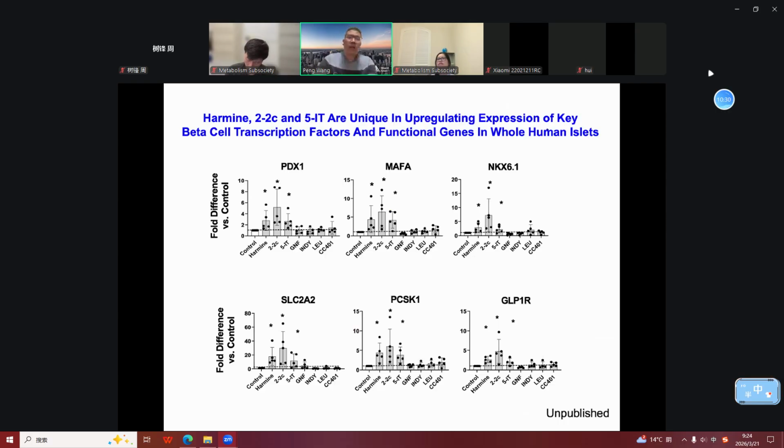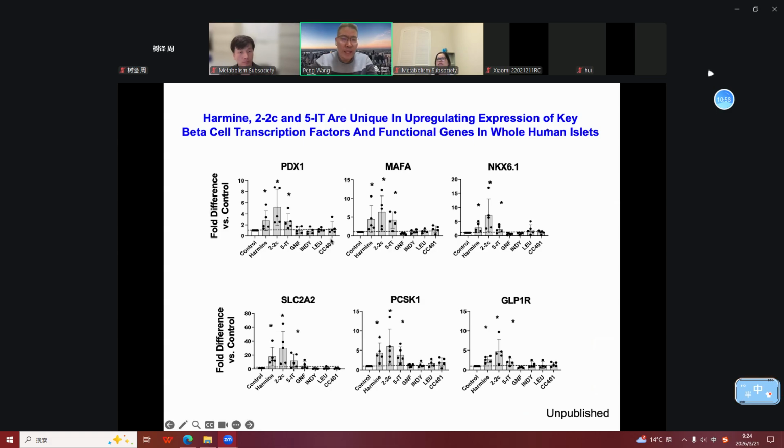Since we found harming can drive human B cell function gene expression, we want to see the mechanism. And we want to see whether all of the DARPA inhibitors which can drive human B cell proliferation have similar effects. So we treat the human islets with all of the DARPA inhibitors commercially available, which include harming, 22C, 5-IT, GNF, IND, lucitin, CC401.